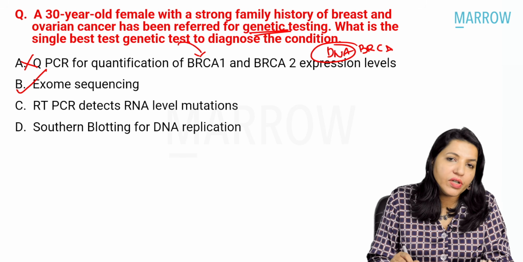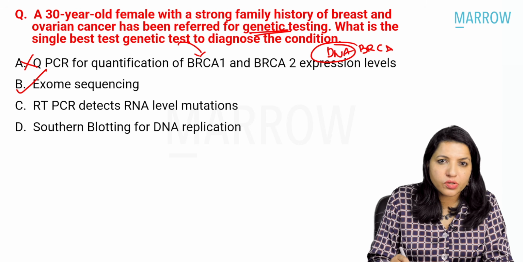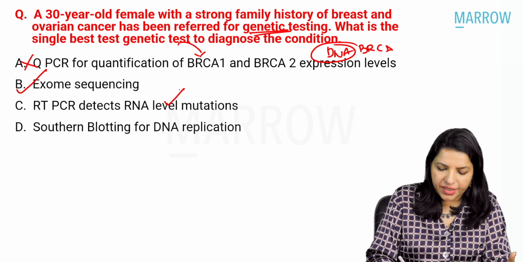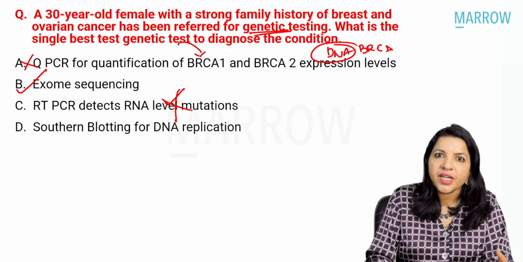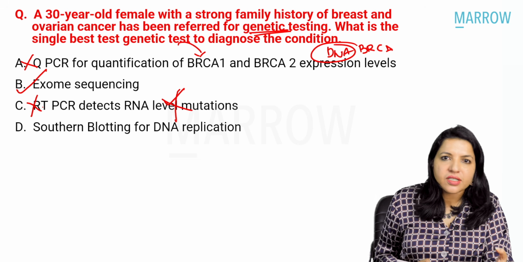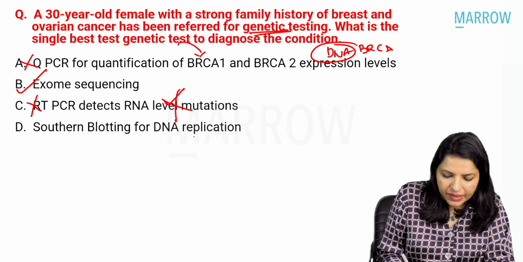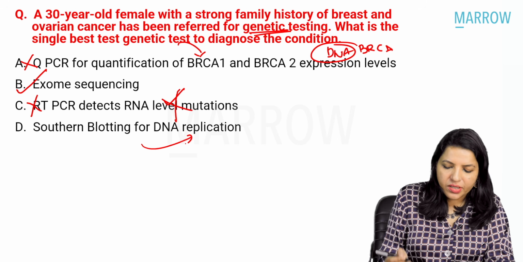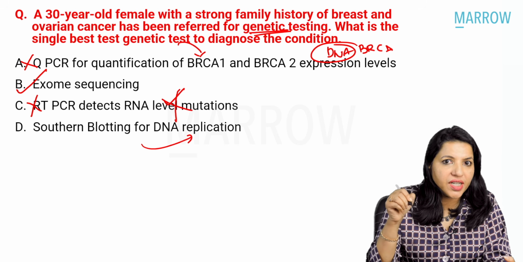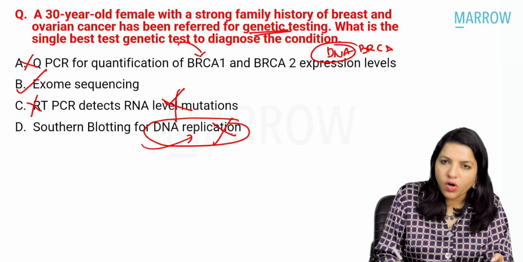So in DNA we will not do reverse transcriptase PCR, which is done for the gene expression study. It is not asking about gene expression, it is asking about gene mutation. So definitely that is not the answer. Southern blotting for DNA replication. First thing, Southern blotting is not something for DNA replication, but it is based on DNA hybridization. So that is a wrong option.